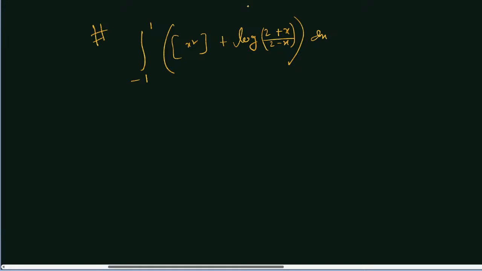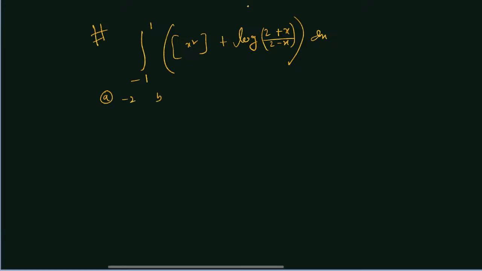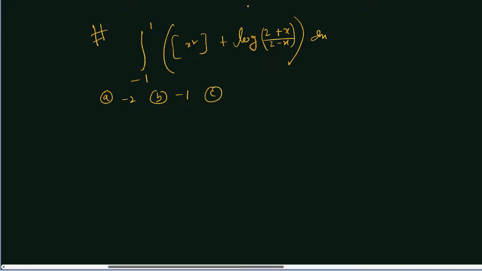Minus 1 to 1 modulo x square, okay, and log of 2 plus x by 2 minus x. You have to show which option is correct. This is the greatest integer function. Minus 1, 1 and 0. Which one is correct? I will show you which option is correct.